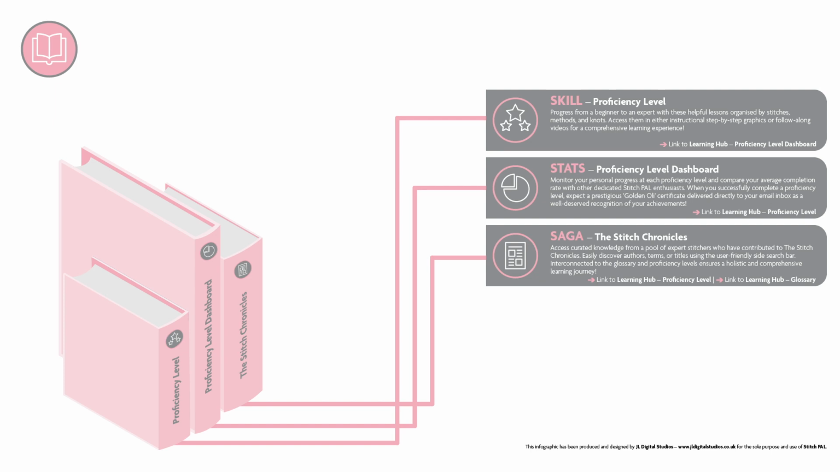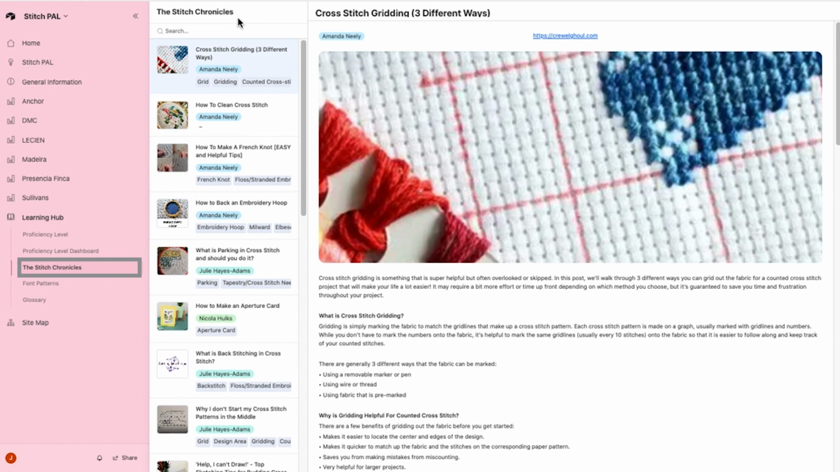The handy StitchPal short name for the Stitch Chronicles is SAGA. The Stitch Chronicles can be found under the top level category Learning Hub and then the Stitch Chronicles as highlighted.